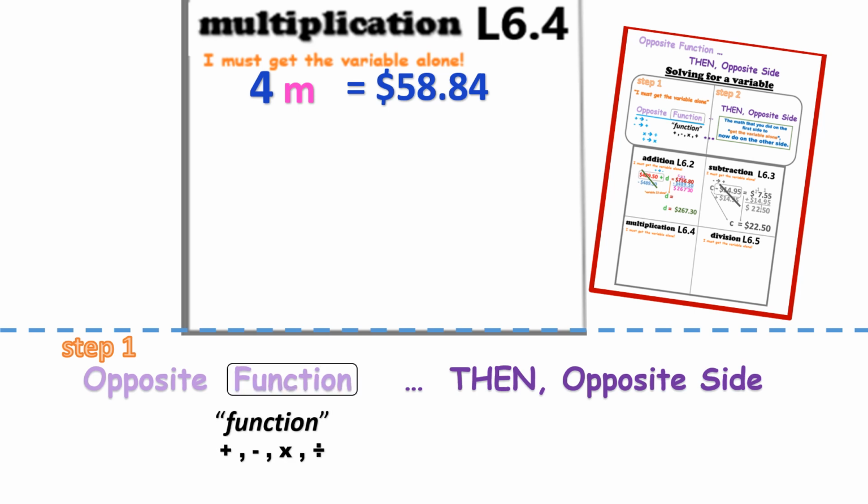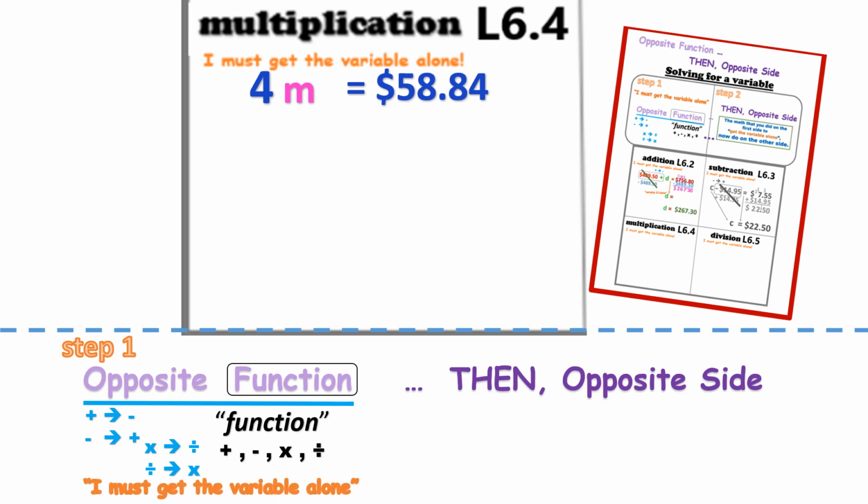And when we're talking about opposite functions, then we have to remember that adding goes with subtracting, subtracting goes with adding. And therefore, multiplying goes with division, and division goes with multiplication. All right? So if I'm getting my variable alone, that's my focus, then I'm asking, well, what am I doing to my variable? Don't say nothing, because I have a number touching it, right?